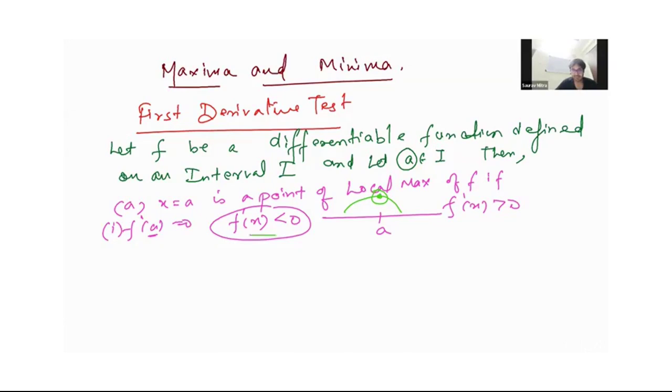Here the function is decreasing, so we represent it as f dash x less than 0. Here your function is increasing and we represent it as f dash x greater than 0. So increasing and decreasing function is represented by the first derivative: f dash x less than 0 means your function is decreasing here, and here the graph is going like this.